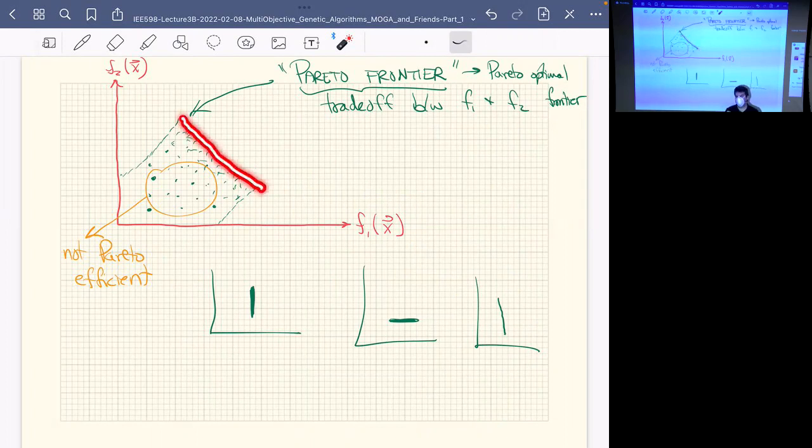And so what we're going to learn about in this unit is how to move points close to the frontier while keeping them from moving towards each other on the frontier. So there has to be attraction to the frontier, but repulsion along the frontier. And that's what we have to generate in these multi-objective algorithms.